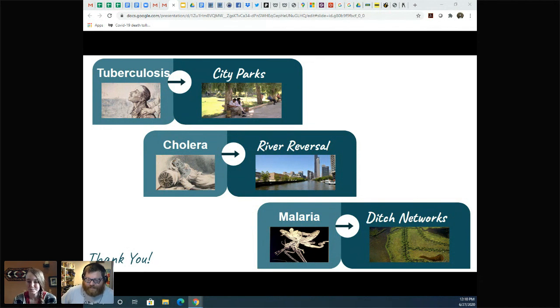Alex Lawson asked, do you foresee a transition away from city living as a result of COVID-19? If so, what might that look like?